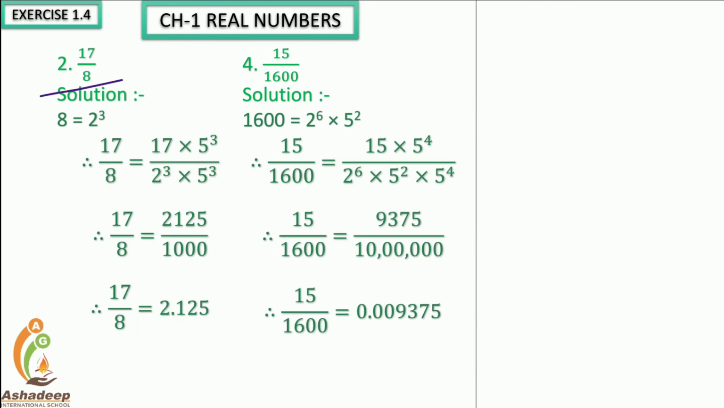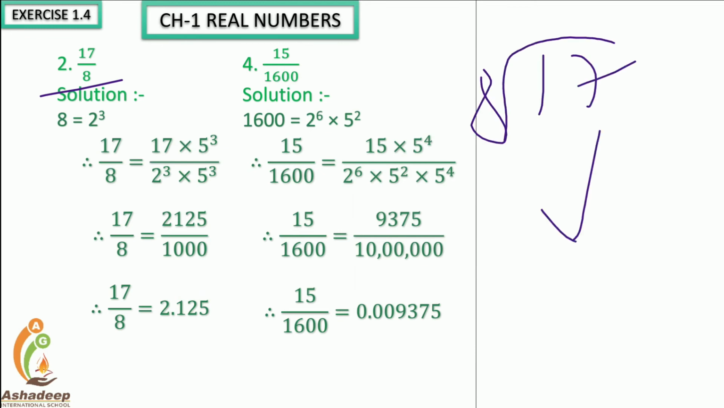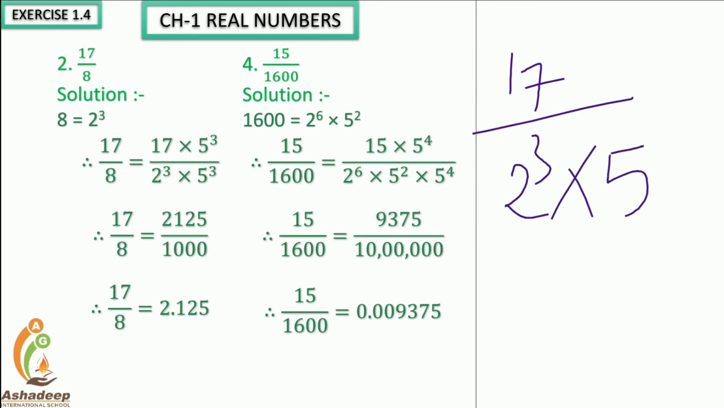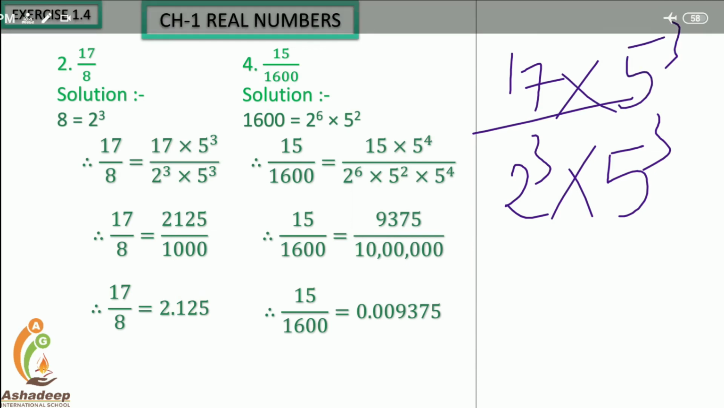Right? The second sum, 17 divided by 8. If you do 17 divided by 8, it goes very long. So for that, what you need to do is 17 divided by 2 power 3. 2 power 3 is there. So you need to multiply 5 power 3 in the denominator and in the numerator.